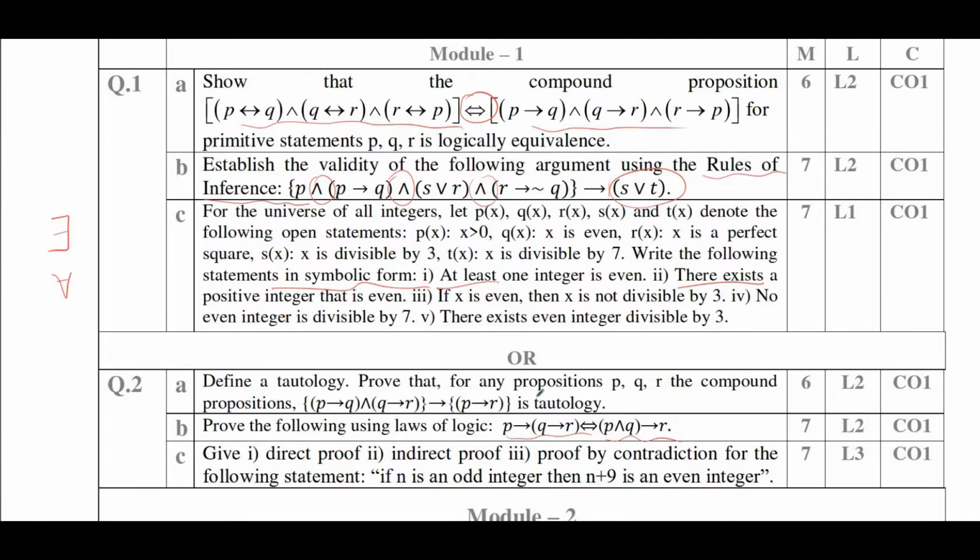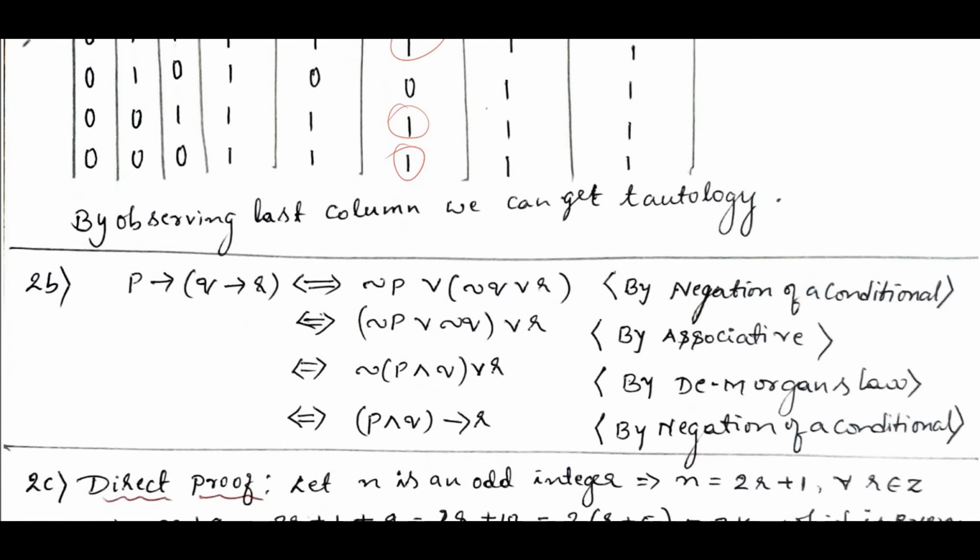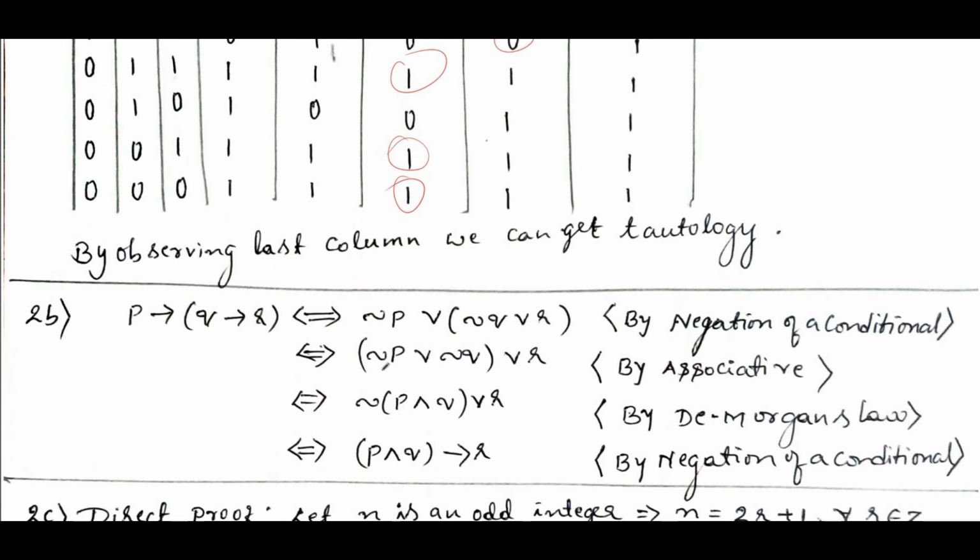When they specifically mention using laws of logic, if you go with the construction of a table, no marks will be awarded in that case. Make a note of it. As I need to show that the given compound proposition is logically equivalent to another, I have considered P implies (Q implies R).